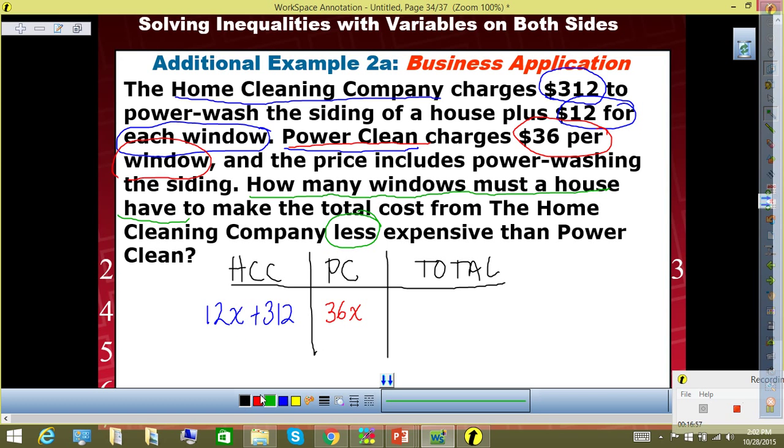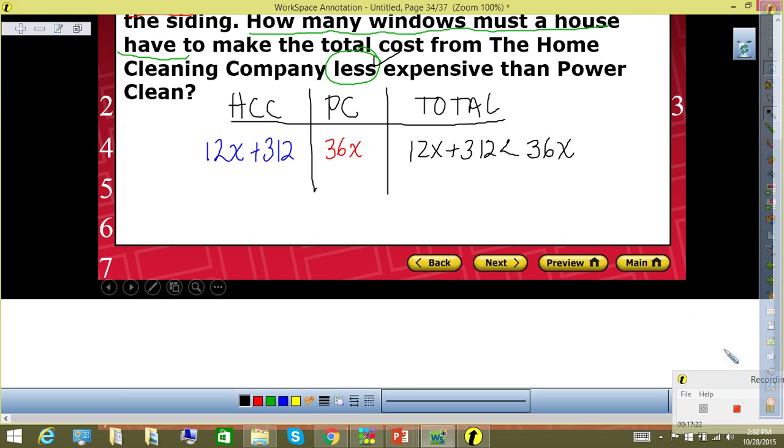So let's write our inequality right here. We got 12x plus 312. Why less than? Because it says here what? Less. That is correct. And on the other side is 36x. You guys know how to solve this? All right, I'll give you guys 40 seconds to solve that, please. Go.